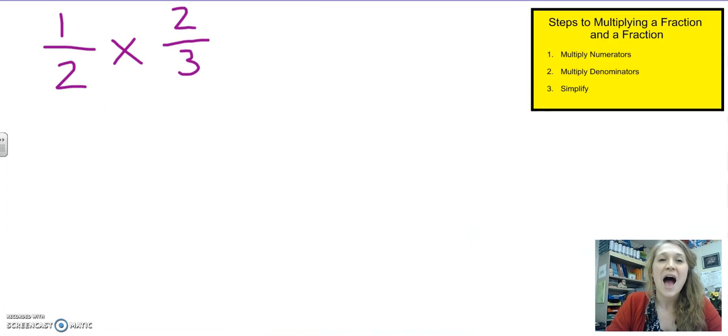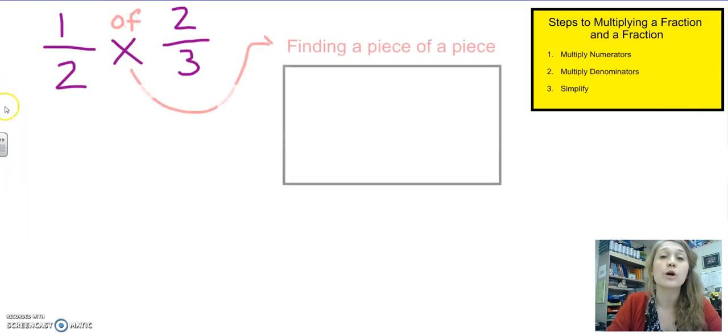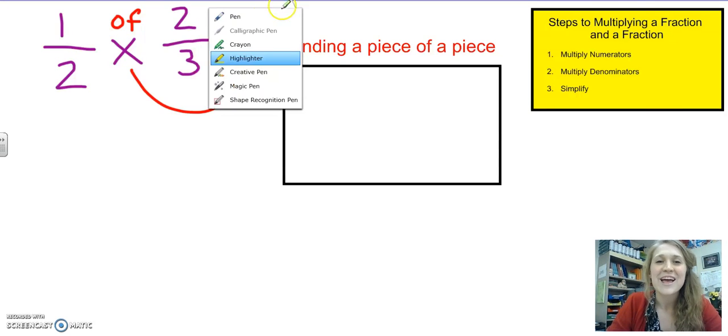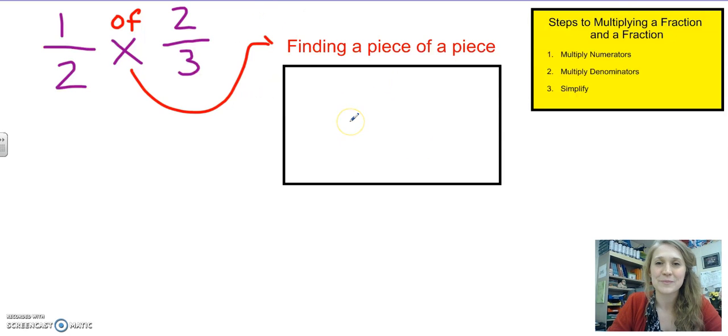In this problem, I have 1/2 times 2/3. Another way that we could read this problem is to substitute the word of for that multiplication symbol. So I'm trying to find 1/2 of 2/3. In other words, I'm trying to find a piece of a piece. So I know that my answer is going to be pretty small. To look at it a little bit further, take a look at my area model.